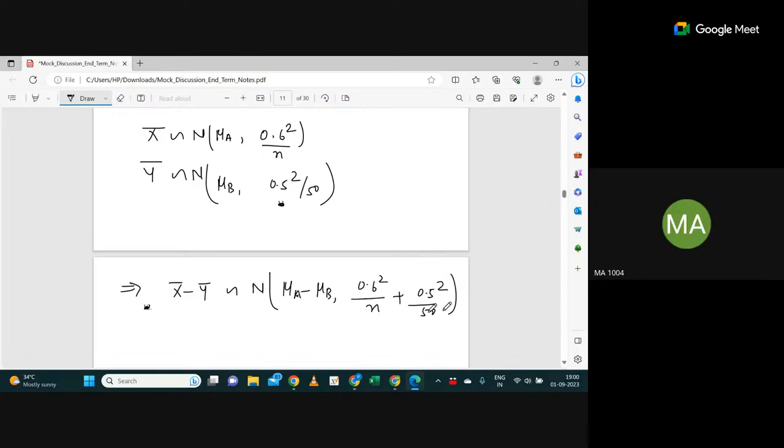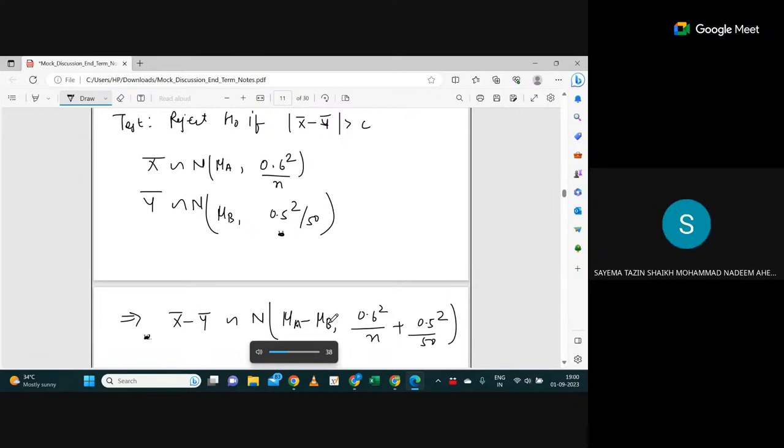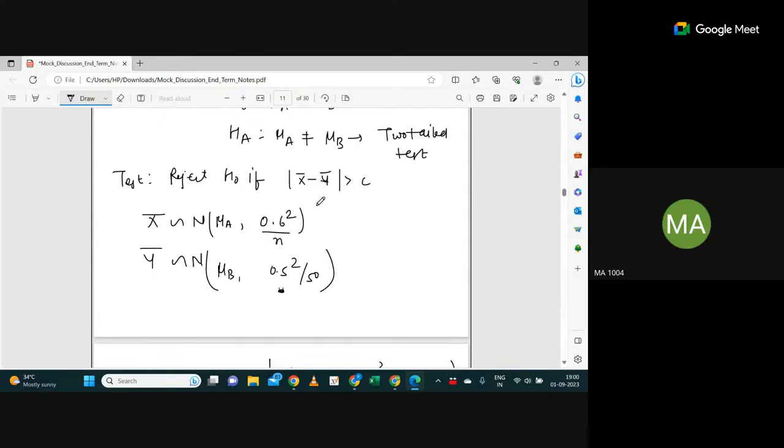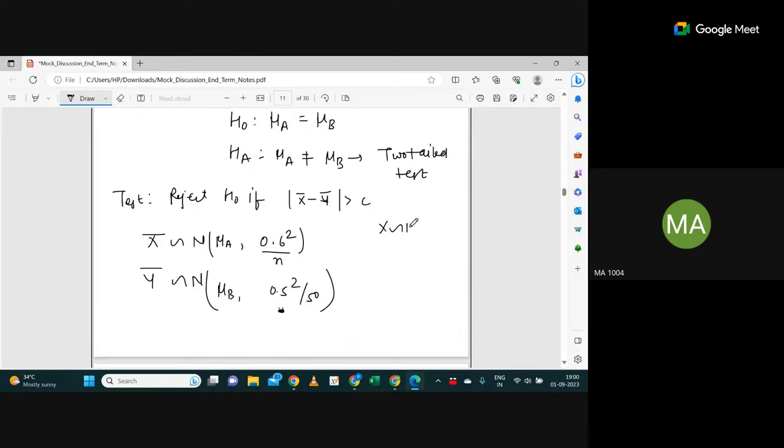Why are we calculating this x bar minus y bar? Let me explain again. If x is normal with mean mu and variance sigma squared, what will be the distribution of x bar? It's normal, mu comma sigma squared by n. The same approach applies to y bar.